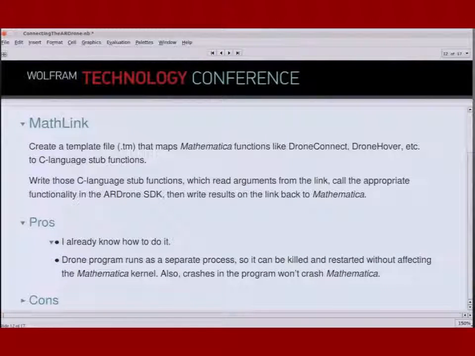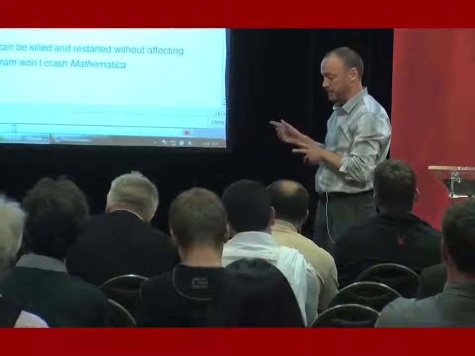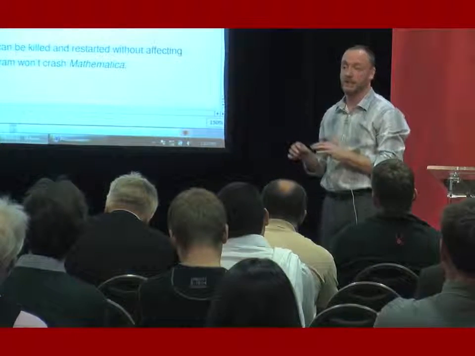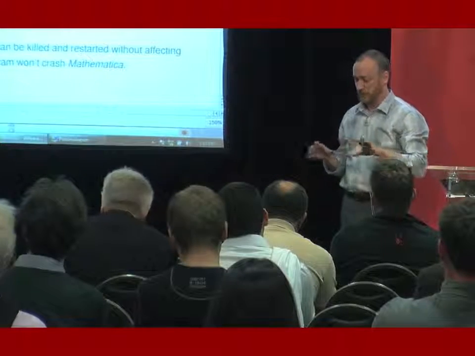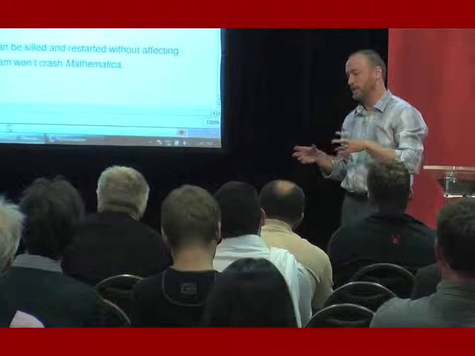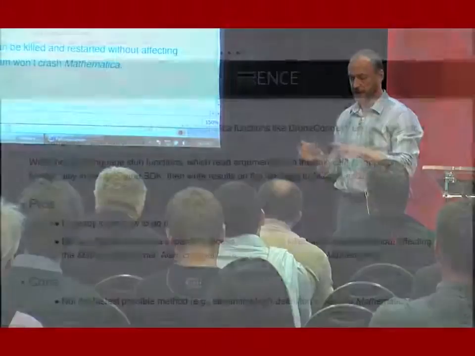So some of the pros of MathLink: well, 1, I already know how to do it. 2, the drone program runs as a separate process, so it can be killed and restarted without affecting the Mathematica kernel. Crashes in the program won't crash Mathematica. Now it turns out, for various technical reasons, that it's kind of nice to be able to kill the drone process and start it again. Because of the way the drone SDK works, it's really designed to be used as an application. So within 1 session, it doesn't really work to connect, disconnect, connect again.